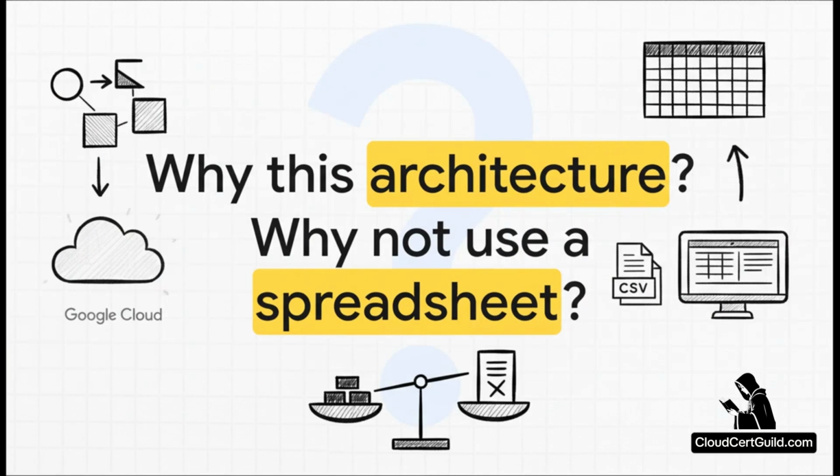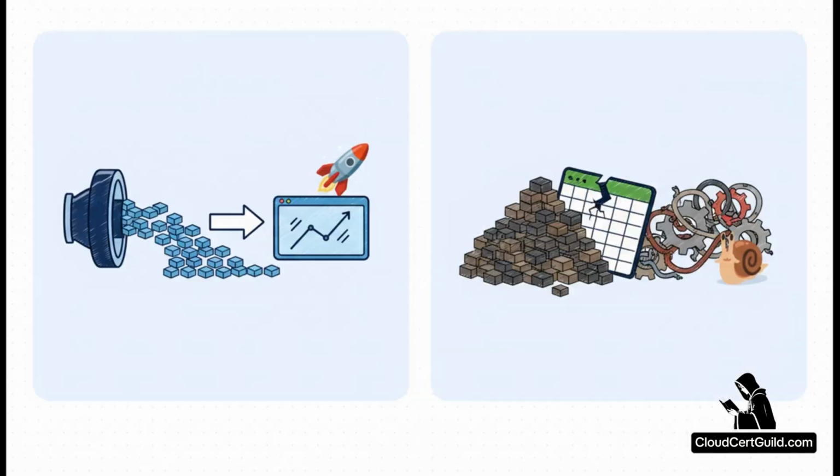Now, this is the most important part of the workshop. You might be looking at this and thinking, hold on, why not just export a CSV and throw it into Google Sheets? And that is a totally fair question. But that simple approach completely falls apart when you remember that one key requirement from the request. Let's see why. It really is all about using the right tool for the job.